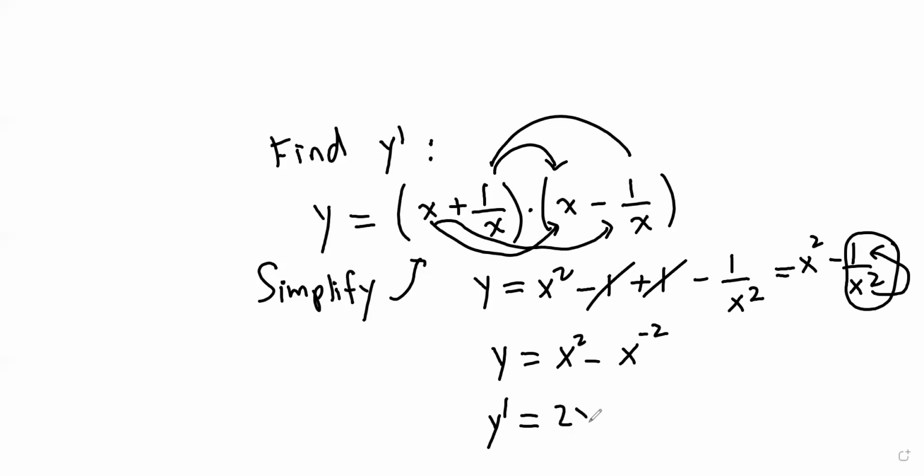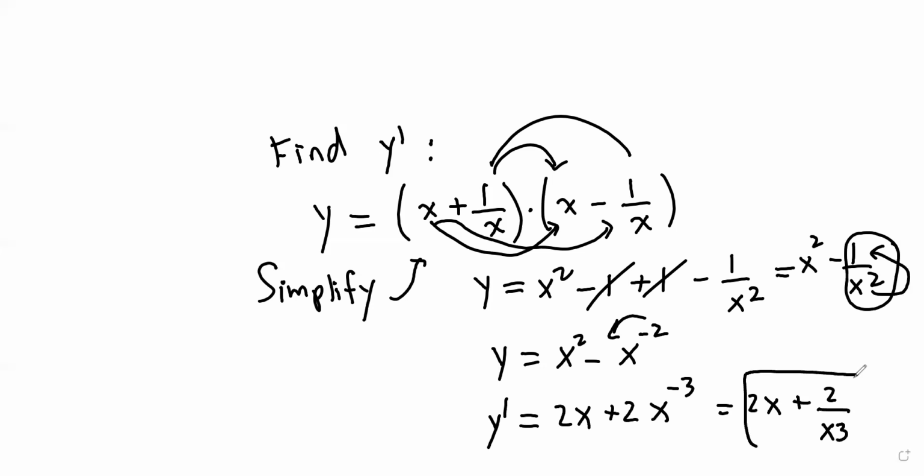So this is 2x, and then you'll bring the negative 2 up front, so that will make this positive 2x, and subtract 1 from the power is just negative 3. And this is also 2x plus 2 over x cubed. So you could just stop right here. I mean, there is no more simplification here. But if you were using directly the product rule, I'll show you that as well.